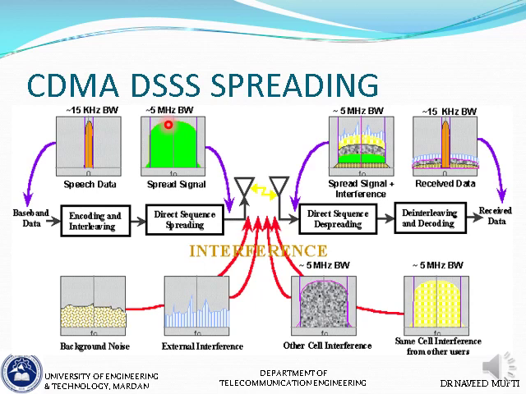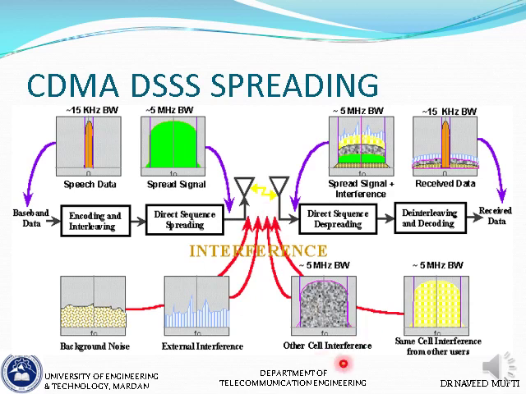So it is spread by a pseudo random code, and then it is transmitted. While it is being transmitted, we can expect that some background noise will be added. There might be some external interference which is added.